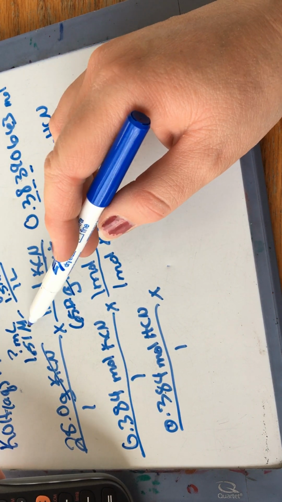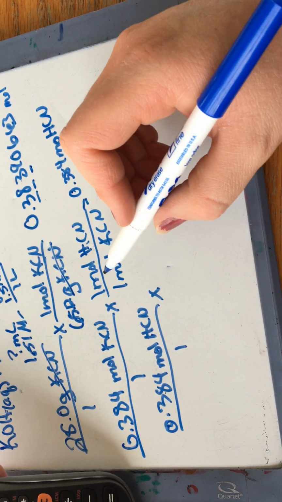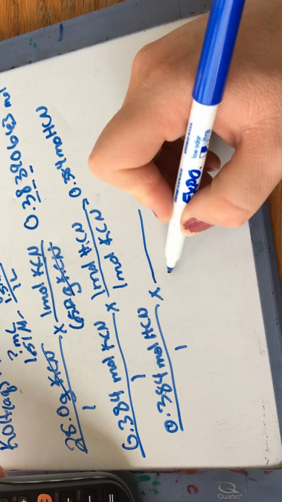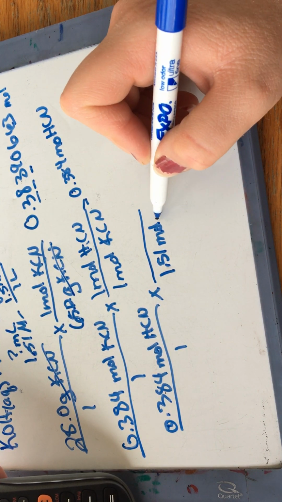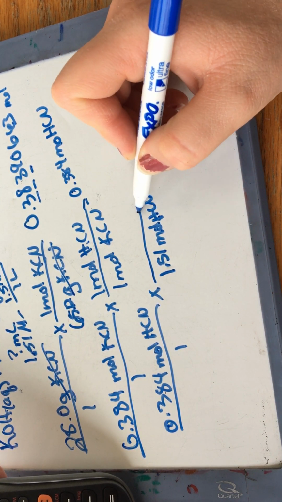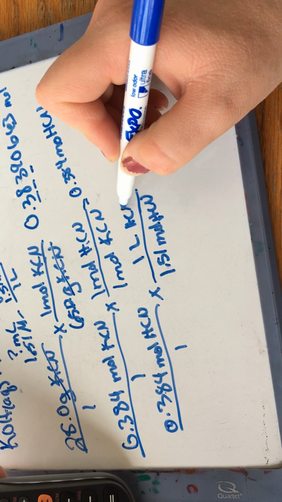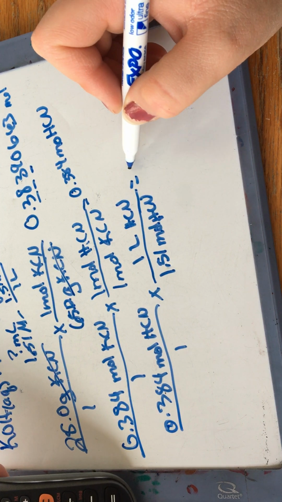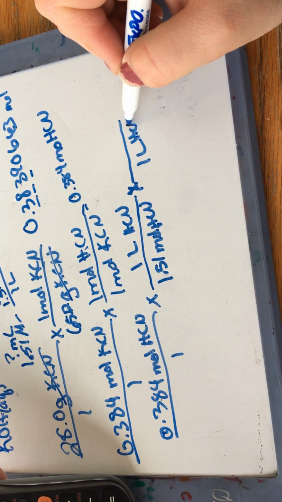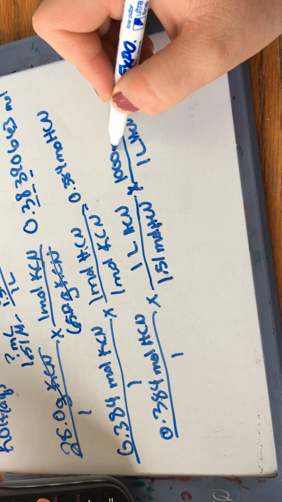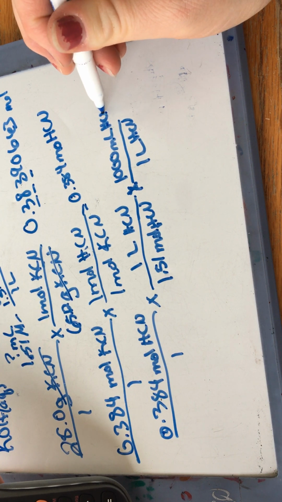We have to get our molarity to be able to get to milliliters. So we know that 1.51 mole of this hydrogen cyanide per 1 liter hydrogen cyanide. And we want to multiply with 1 liter of hydrogen cyanide. It's the same as 1,000 milliliters of hydrogen cyanide. That should give us milliliters.